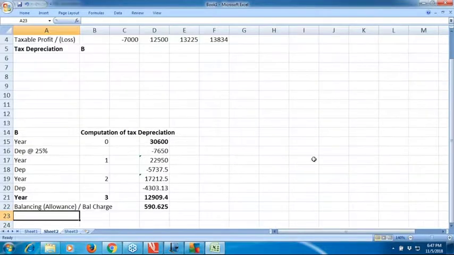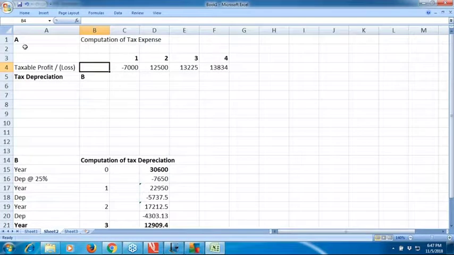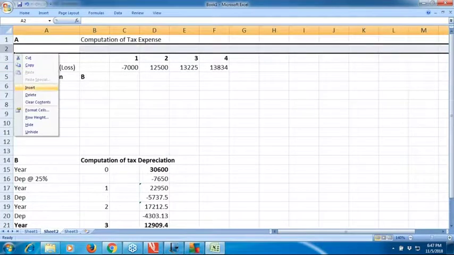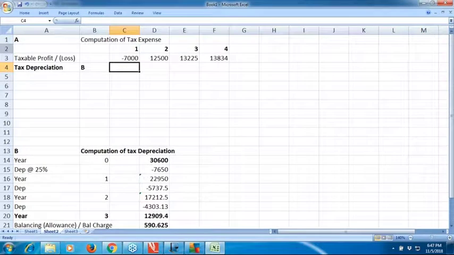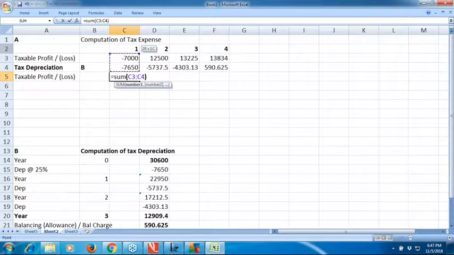Now what next? So basically I've calculated the tax depreciations here. And once I've got the tax depreciation, what am I going to do now? I'm going to do it this way. This is what my tax depreciation is going to be. So the taxable profit or loss is going to be the sum of this amount.